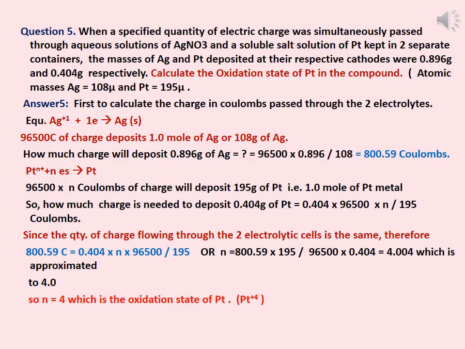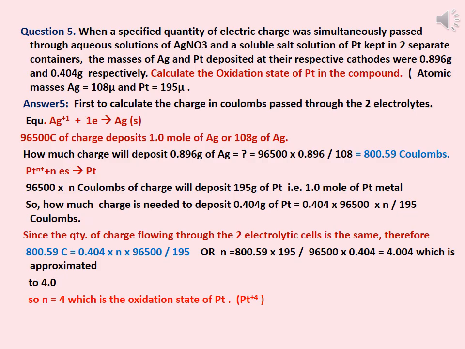Coming to the reduction of platinum, we don't know the oxidation state of platinum. Let it be taken as n. Always we take x, here I put it as n. So Pt^n+ requires n moles of electrons to get reduced to platinum metal.